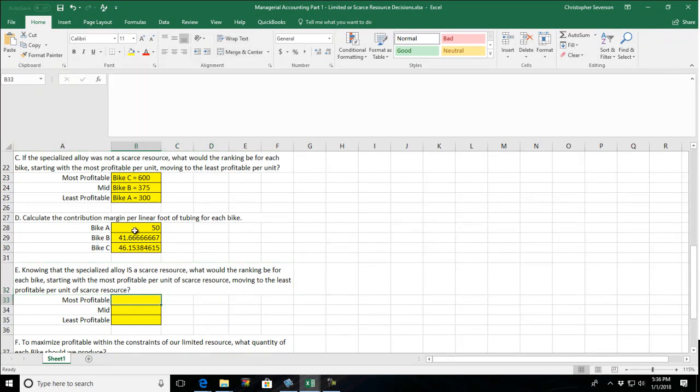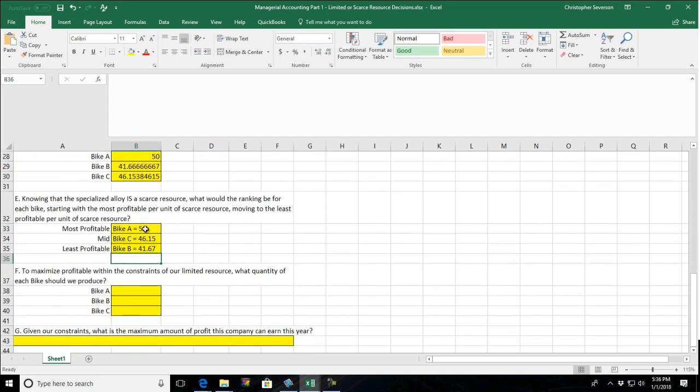So now we're going to use the contribution margin per linear foot. So now the most profitable is bike A at $50 per foot. The second most profitable is bike C, and let's just round it to $46.15. And then the least profitable is bike B, rounding to $41.67 per square foot.